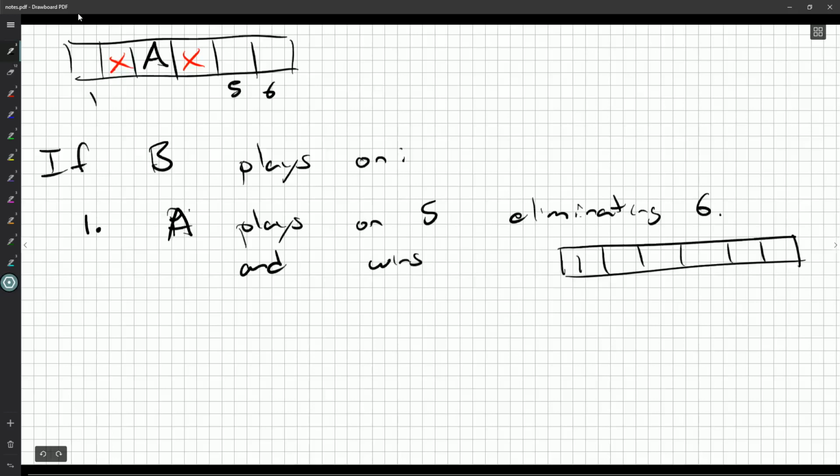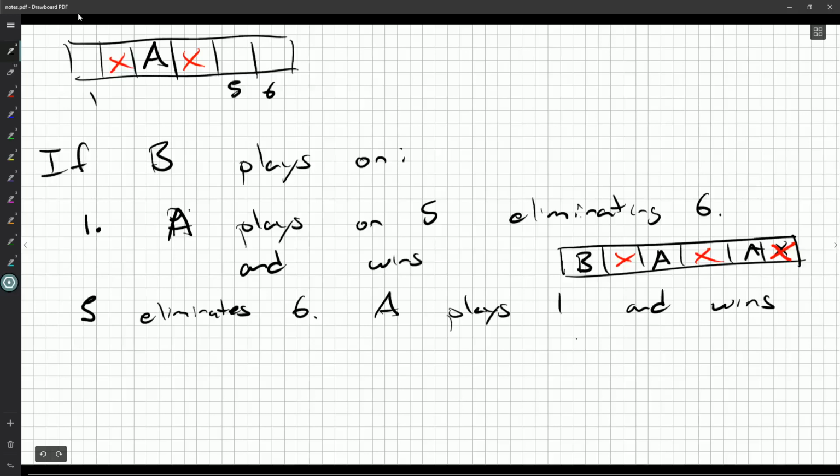Draw a quick little picture of that. So B on 1, A on 3, A on 5. We'll keep the red going just because we've already got it. Okay. If Bob plays on 5, which eliminates 6, A plays on 1 and wins. I'll draw a quick little picture of that. So A, B, A. I'll fill in the red X's in a moment.